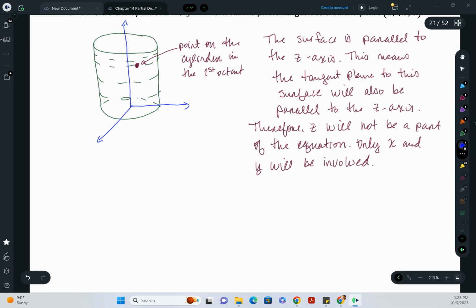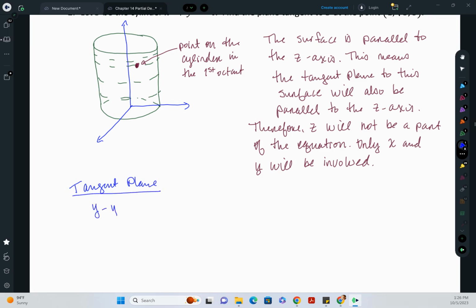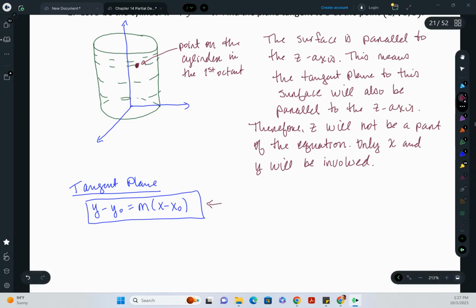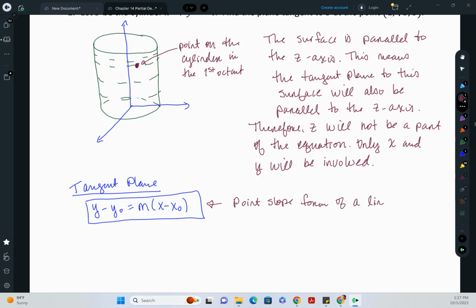So what that means is our tangent plane is going to look a little bit different. And what it's going to look like is y minus y naught equals m times x minus x naught. And that should look super duper familiar. That looks like the point slope form of a line in 2D, right? So let's just write this out here. This is the point slope form of a line in 2D.